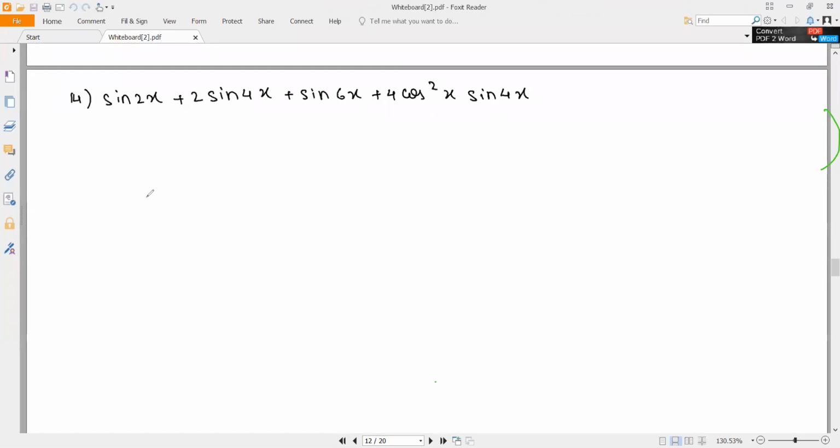You have sine of an angle plus 2 times sine of another angle plus sine of a third angle. Why is there a plus? It should be equals to now. This is not a plus, it should be equals to 4 times cos square x into sin 4x. So in LHS, you can swap the second and third term. You have sin 2x plus sin 6x plus 2 times sin 4x.